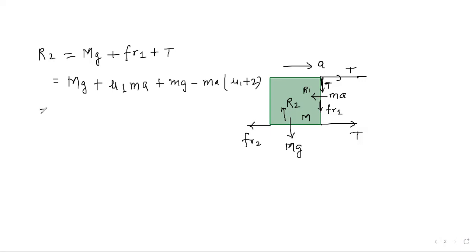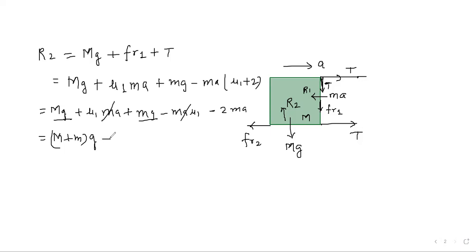Now we open the bracket. So capital Mg plus mu1 MA plus small mg minus MA mu1 minus 2 MA. So this mu1 MA will cancel out, and we will be left with capital Mg and small mg. So we can write it as capital M plus small m times G minus 2 MA. This is the value of R2.